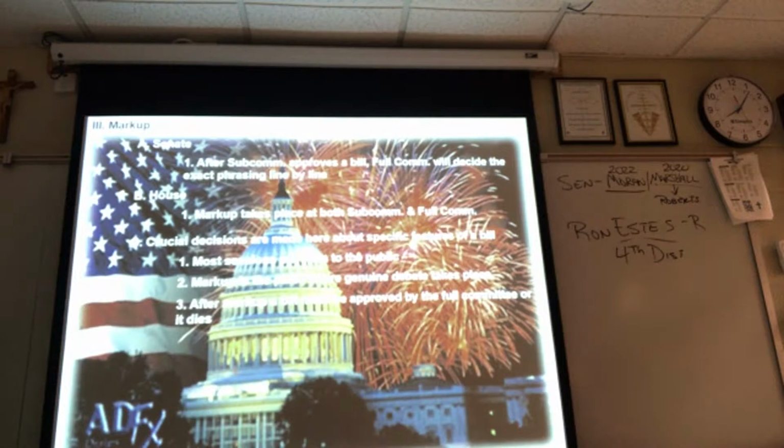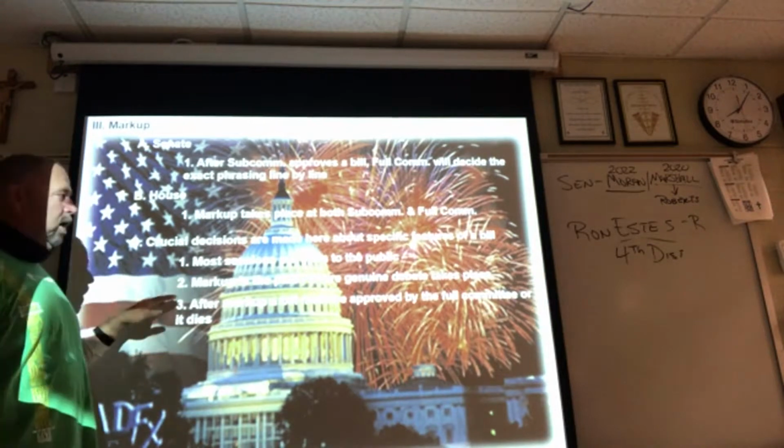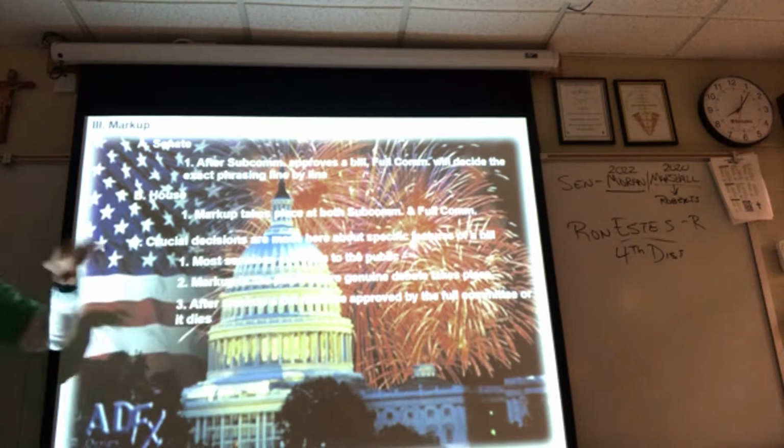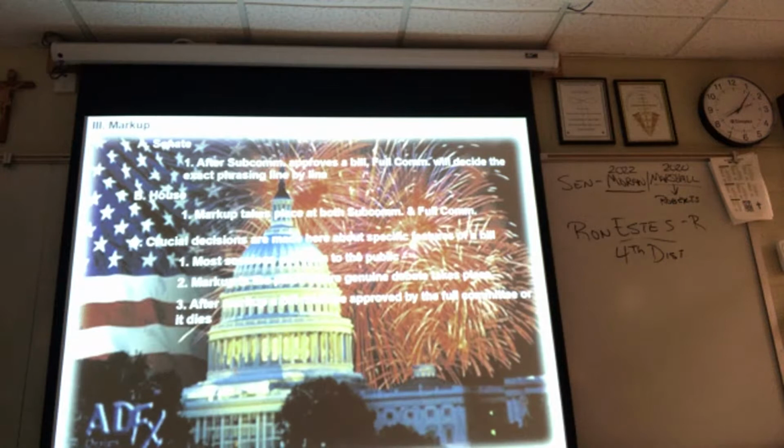Like I said, most of these are open to the public. So after they finish working on this bill and get the exact phrasing of what it is, how much it costs, what impact it's going to have on existing laws, all sorts of things, then the full committee is going to vote. And they're either going to move this forward or it's going to die.